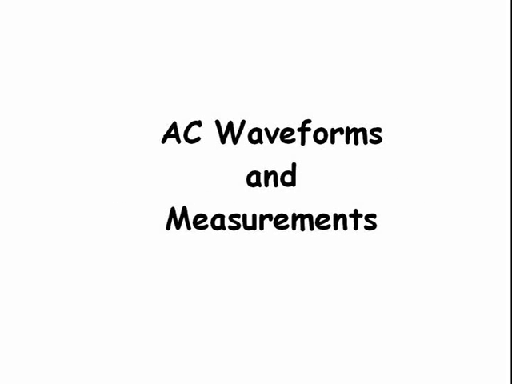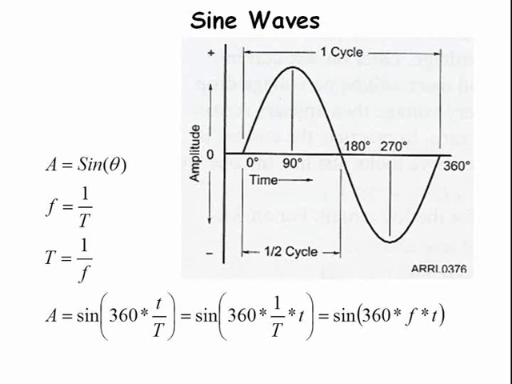Let's start out by refreshing our memory on AC waveforms and measurements. The sine wave is the single most fundamental of all waveforms. It consists of energy at a single frequency. The equation for the amplitude of the sine wave is A equals sine of the quantity 360 times F in hertz times T in seconds.